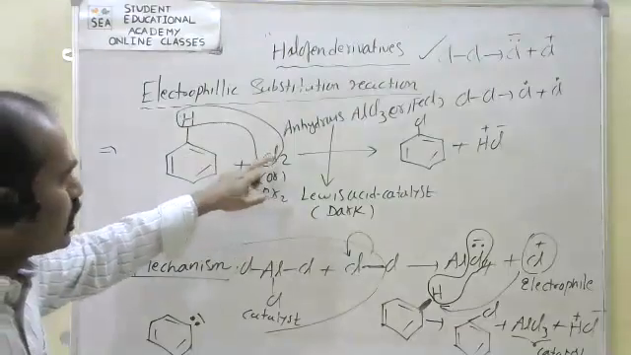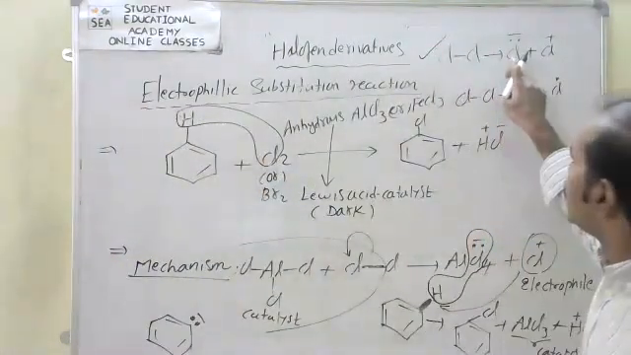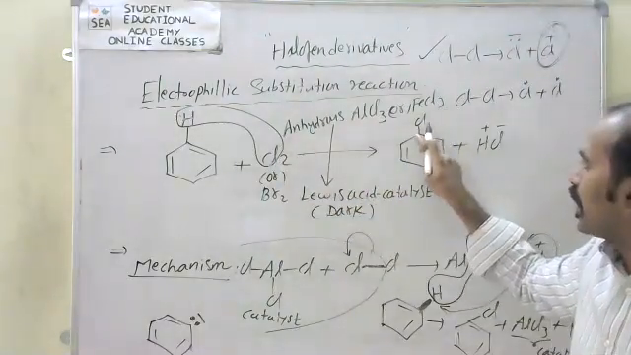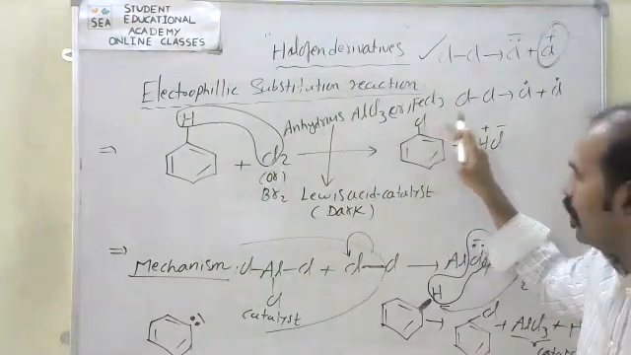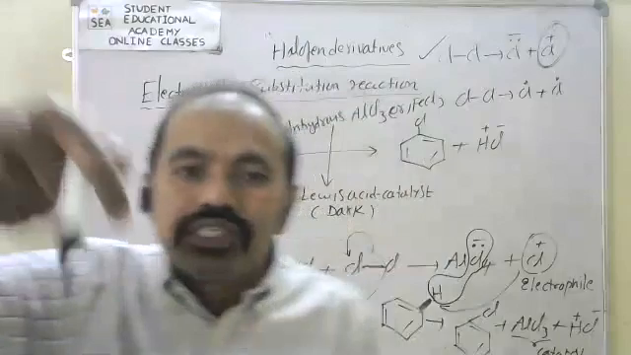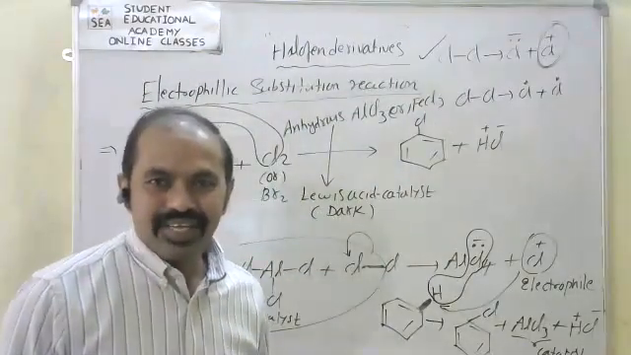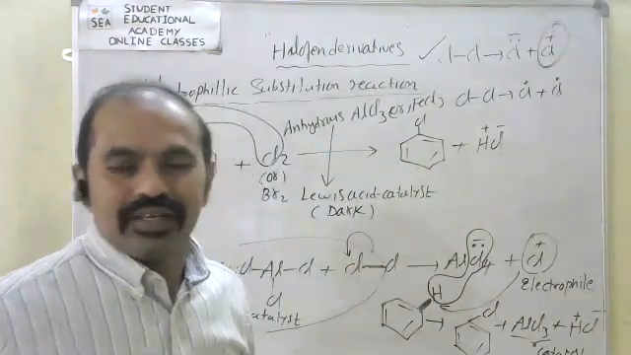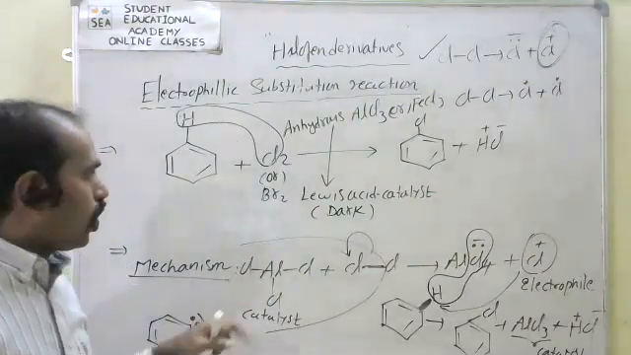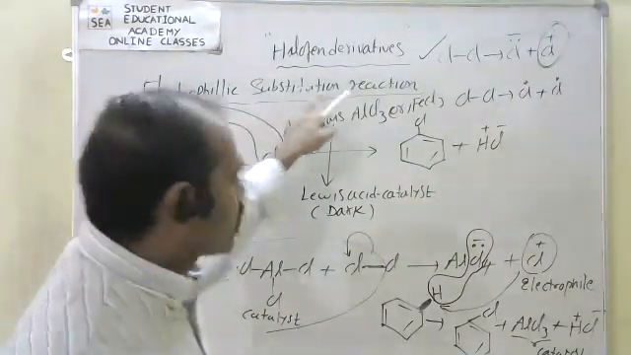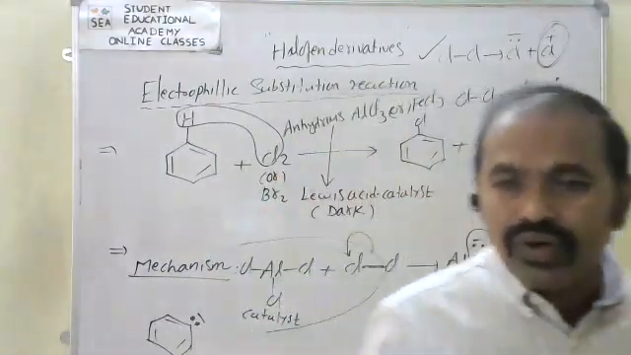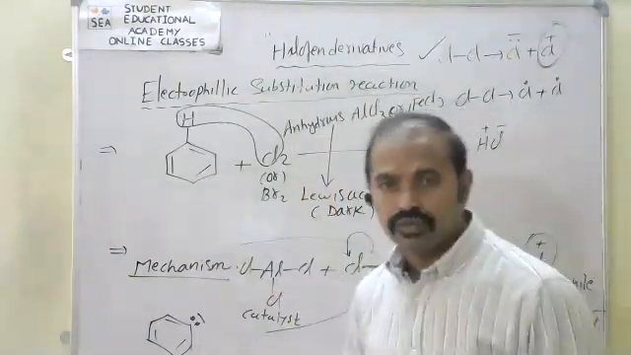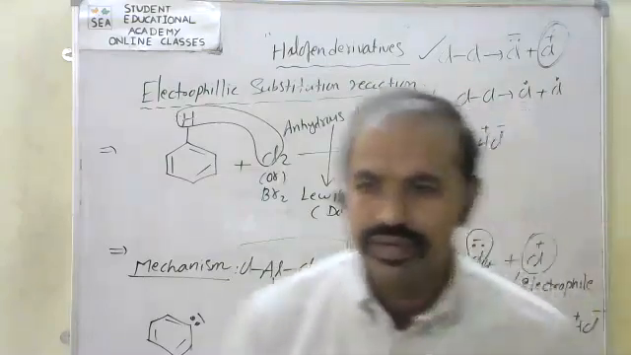H plus and Cl minus form HCl. The remaining Cl plus is substituted here. So it is Cl plus in nature, an electrophile, so it is called an electrophilic substitution reaction. Thus we get chlorobenzene. The electrophile is substituted on the benzene ring. It is a clear mechanism, everything.